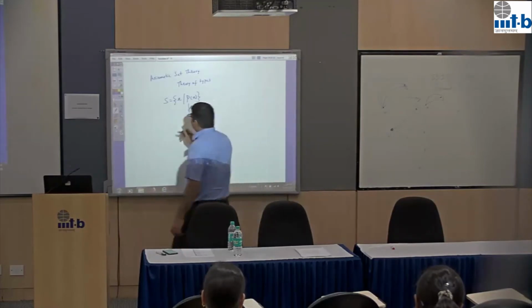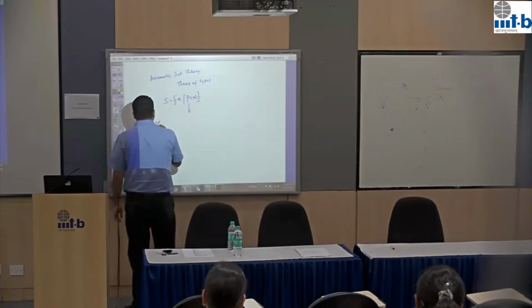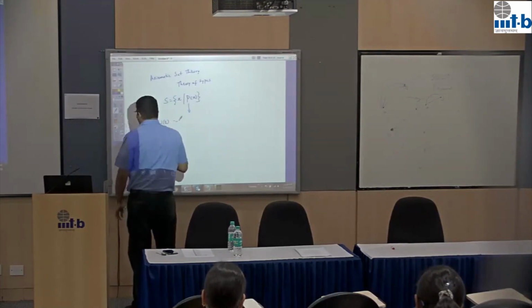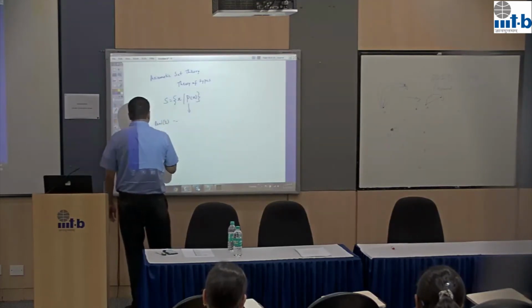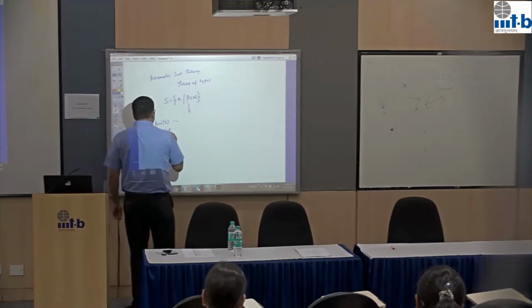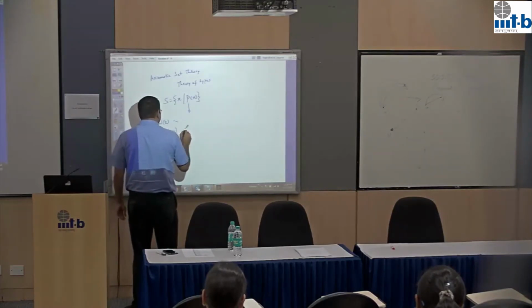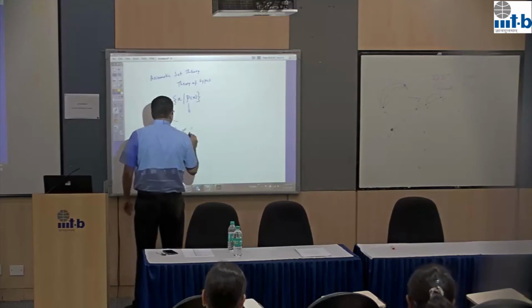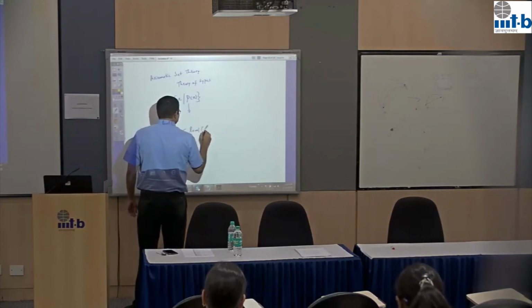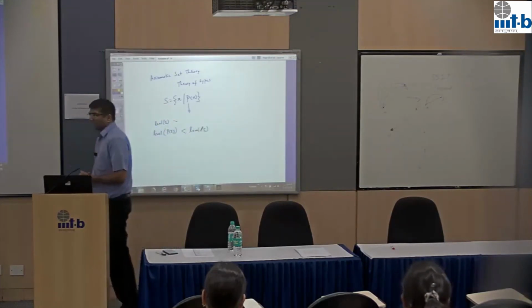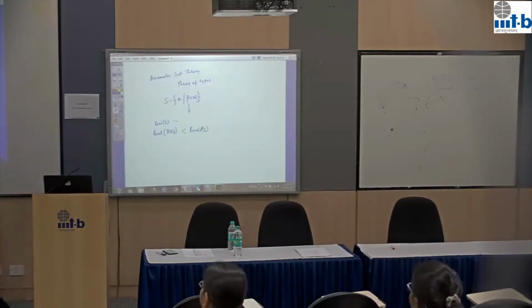So you can say, for example, level of S is something, and level of P of X should be strictly less than the abstraction level of S. So basically that's the idea of this thing.